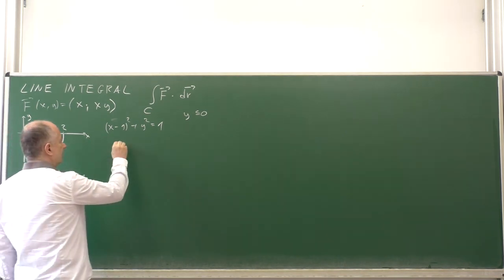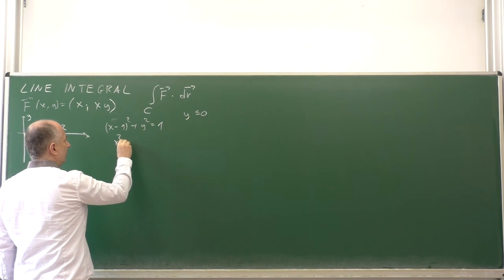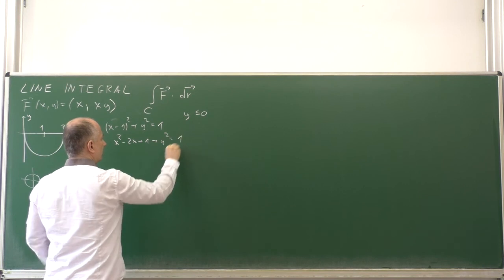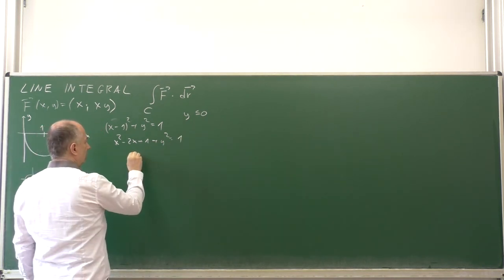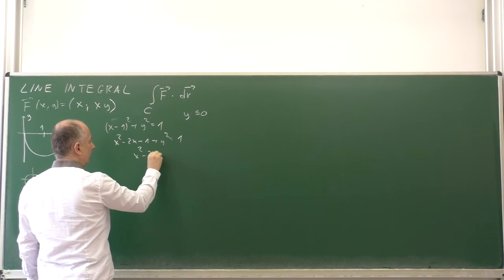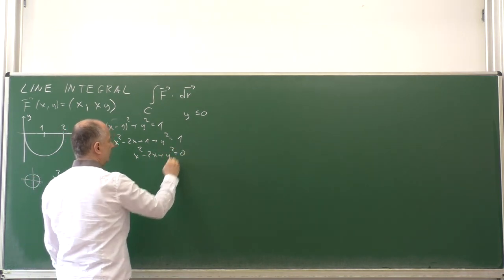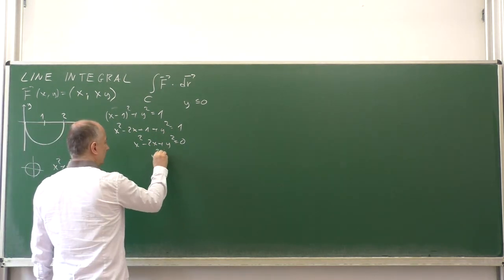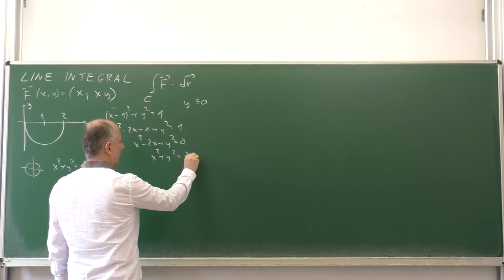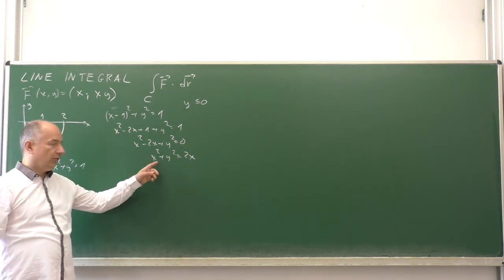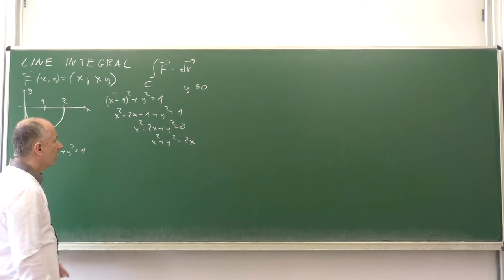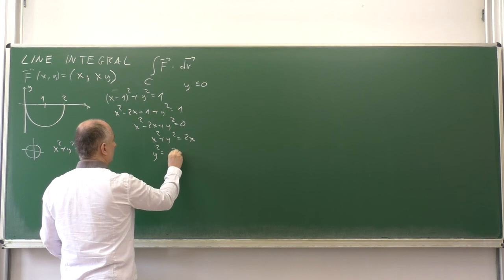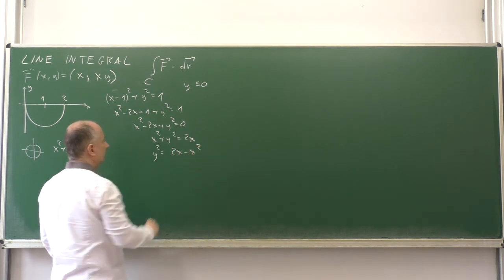We can simplify this a little if we expand this multiplication to get x squared minus 2x plus 1 plus y squared is equal to 1. We can subtract 1 and we have x squared minus 2x plus y squared is 0. Or we can write it in the form x squared plus y squared is 2x. We will use this form a little later. Or we can express y squared as 2x minus x squared.